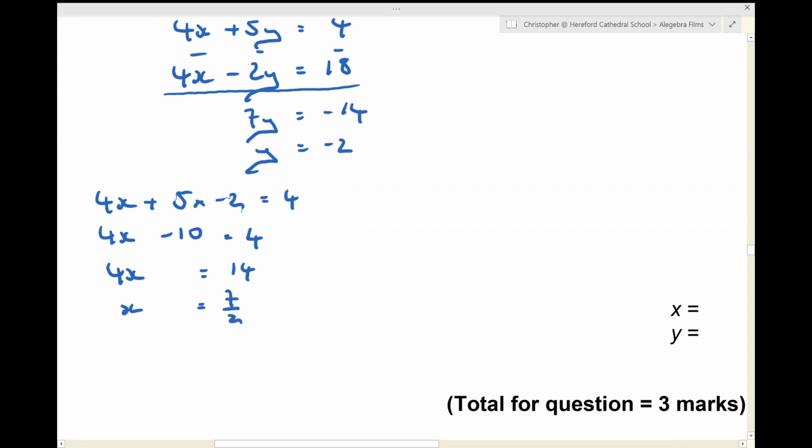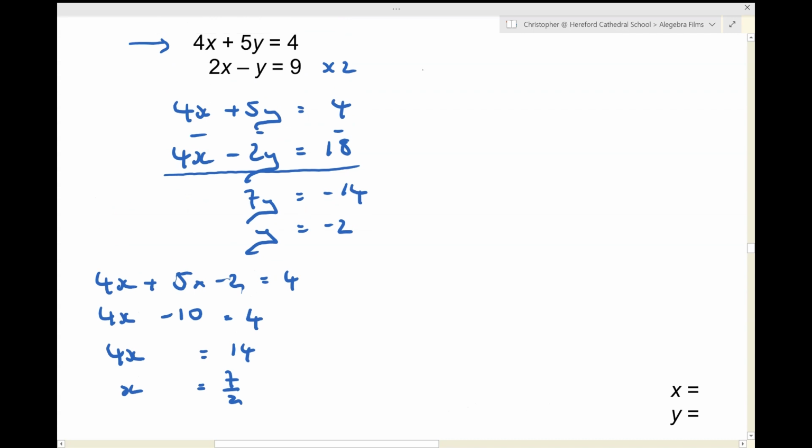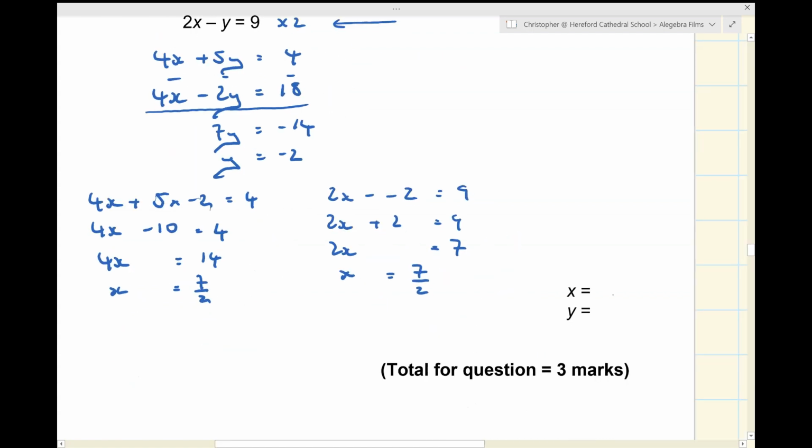Let's see if I get the same when I substitute into this second equation here. 2x minus a y, so it's minus minus 2, equals 9. 2x plus 2 equals 9. Minus 2 from both sides. 2x equals 7. Divide by 2. x is 7 over 2. Look at that, it's the same. I've got it right. So x is 7 over 2 and y is minus 2.